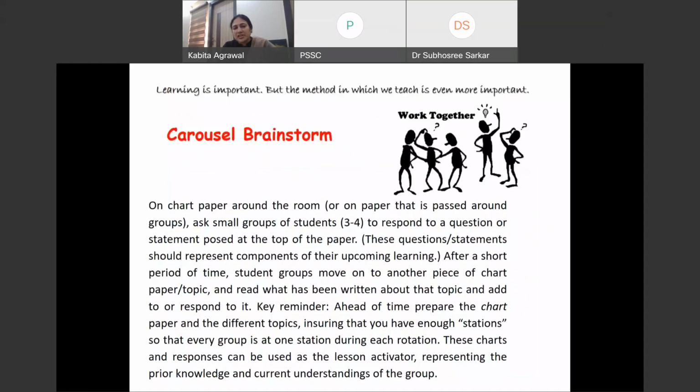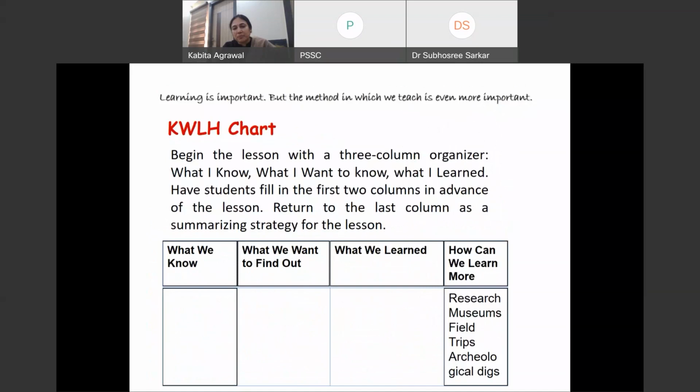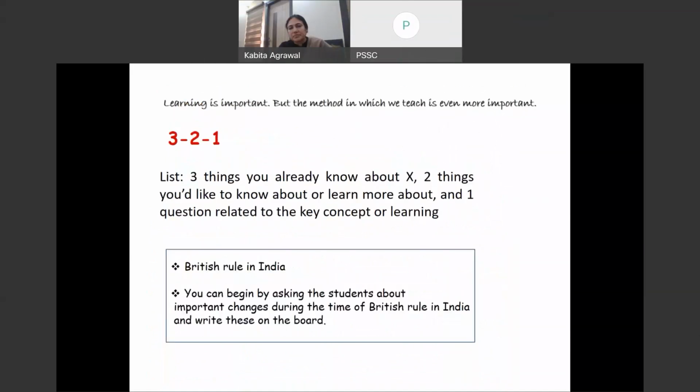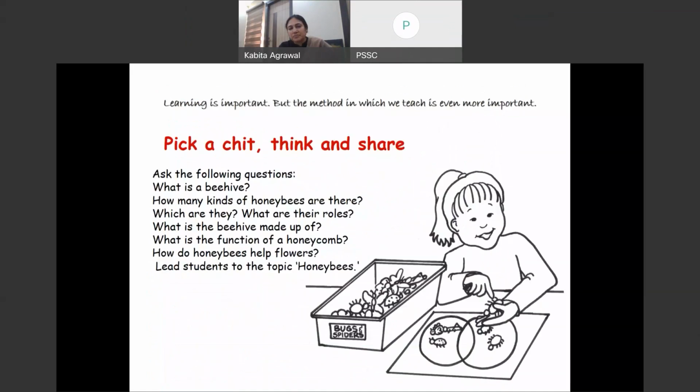As we did this, okay, the different stations where children stop, complete the activity and their responses, then move forward and complete their responses again, and they land up at the four or five important concepts which can be covered in that chapter. Then 3, 2, 1. What is the one main concept which they will be waiting for? Pick, check, think and share.